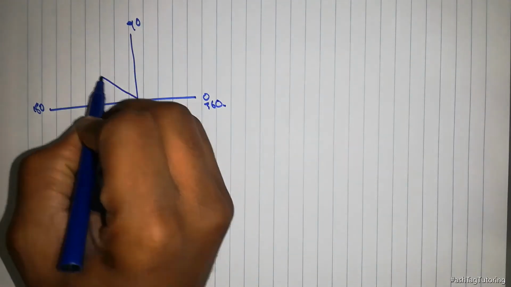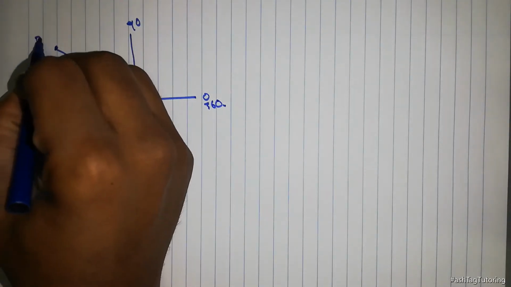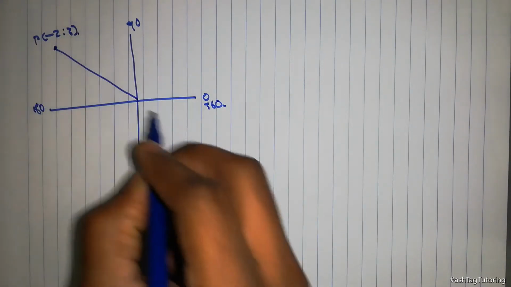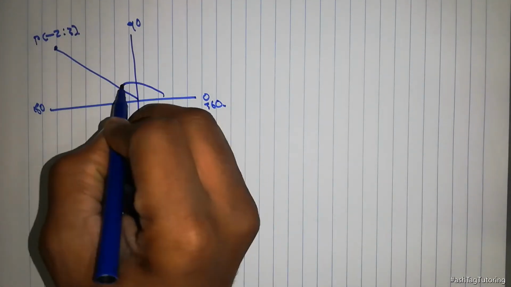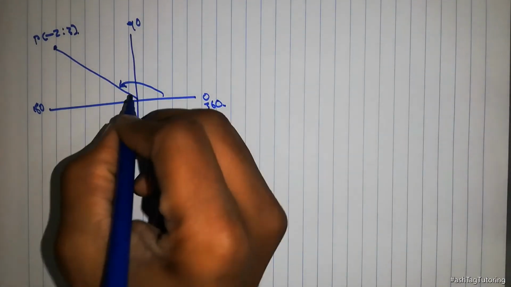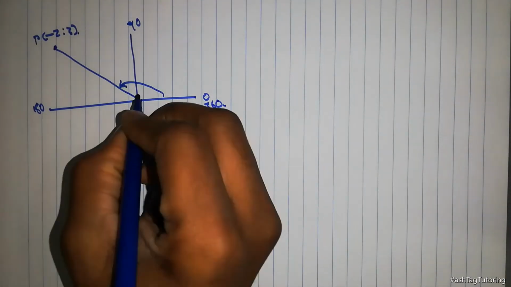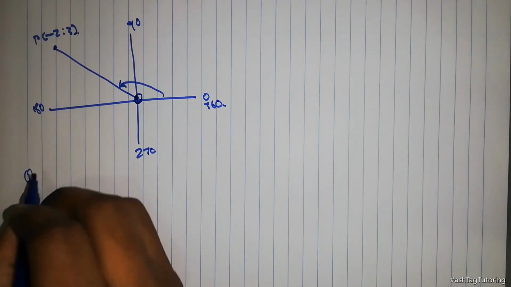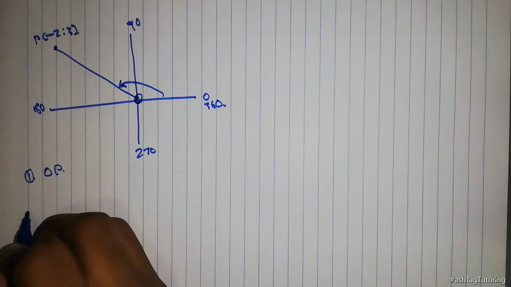As we continue with your CAST rule, we're going to do a few examples today. This is your Cartesian plane. Let's say you have point P defined here as (-2, 3). The first thing to notice is that this falls in the second quadrant, and we know that in the second quadrant only sine is positive and the rest are negative.